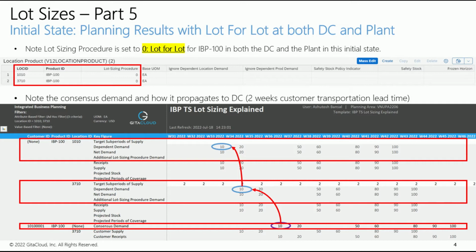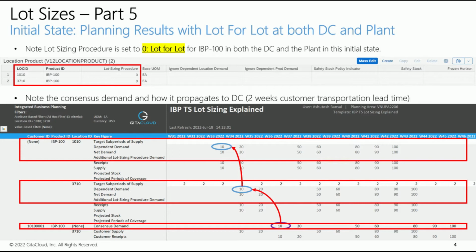Note the consensus demand at the bottom of the screen. It shifts 2 weeks to the left as it propagates to the DC 3710, given 2 weeks customer transportation lead time. Note that the target subperiods of supply key figure, coverage span, is maintained as 2 weeks in the DC, but this is ignored, given lot for lot base setting.